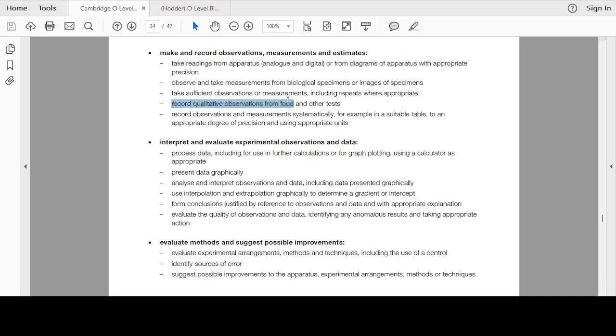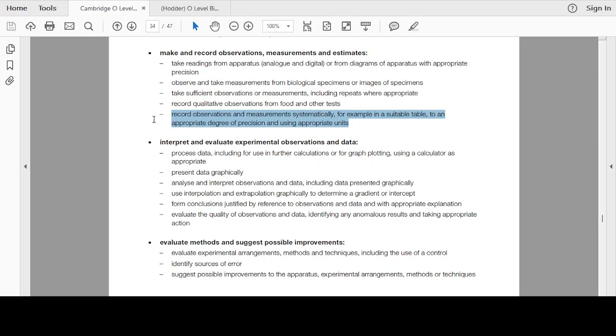Record qualitative observations from food and other tests. So changes in color, changes in size, maybe. Those are qualities. Record observations and measurements systematically, for example, in a suitable table, to an appropriate degree of precision and using appropriate units. So units, what are you measuring? If you're measuring the weight of seeds, then you'd probably be using grams. You're not going to be using kilograms because seeds are not heavy, unless you're talking about coconuts, but then you won't be doing that.